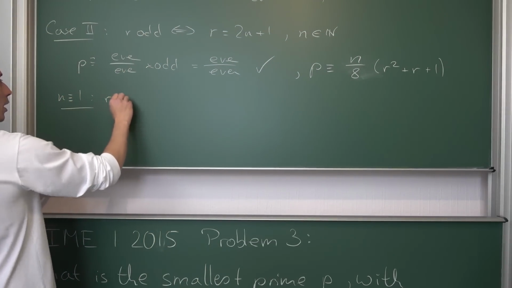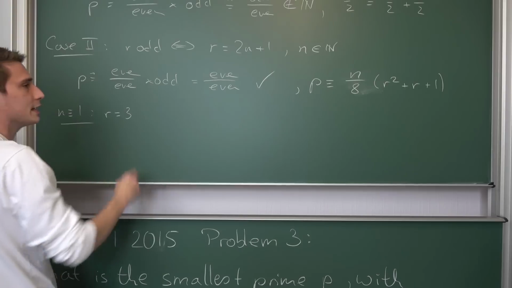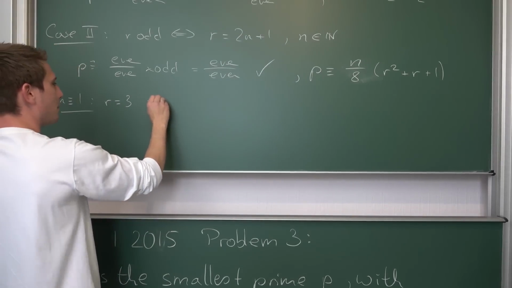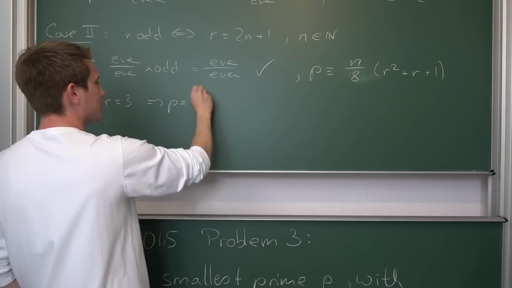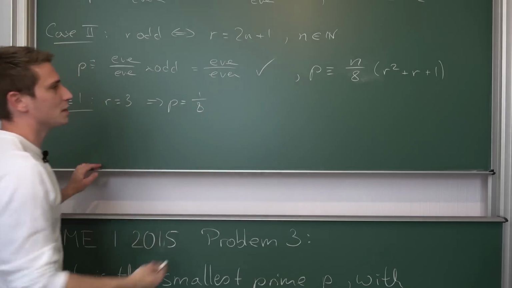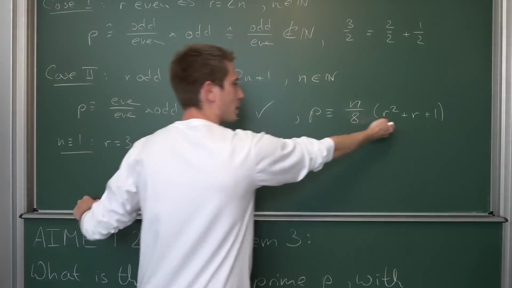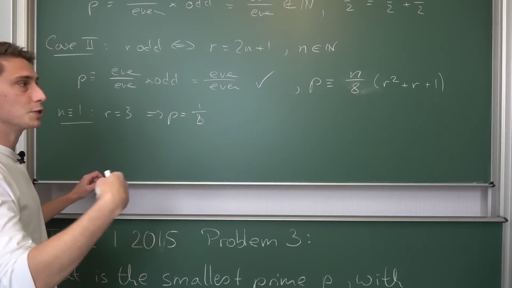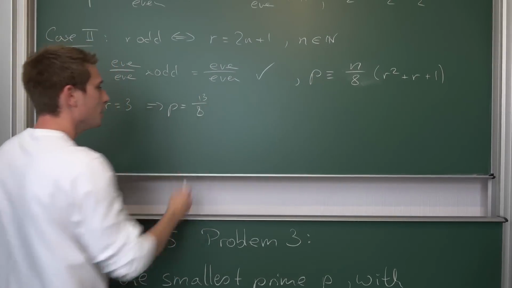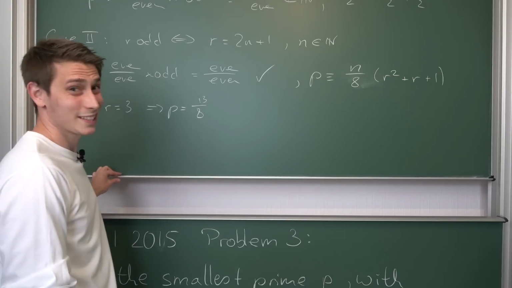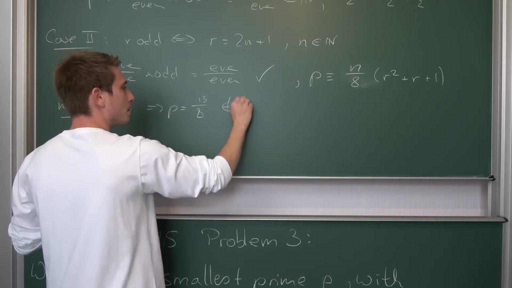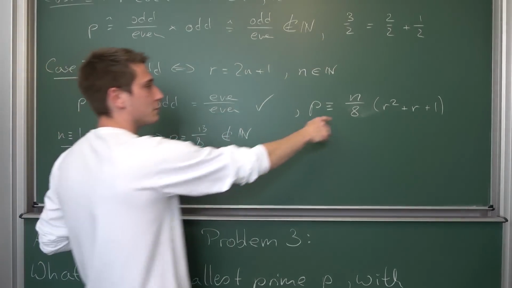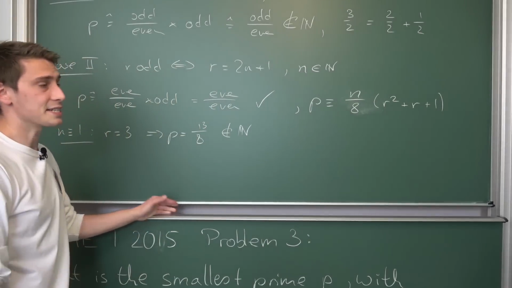Then it happens that r is equal to 3 in our case, and this means that p is thus 1/8 times some other factor here. So this gives us 3 squared plus 3, which is 12, plus 1 is 13. 13 over 8 is not an element of n. And this is going to happen if n is any less than 8.